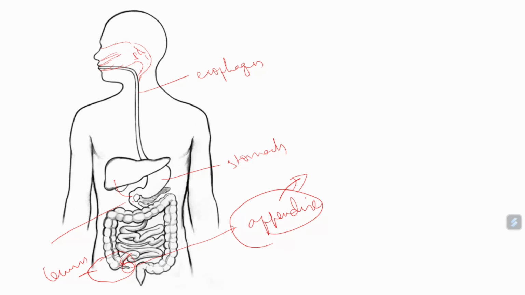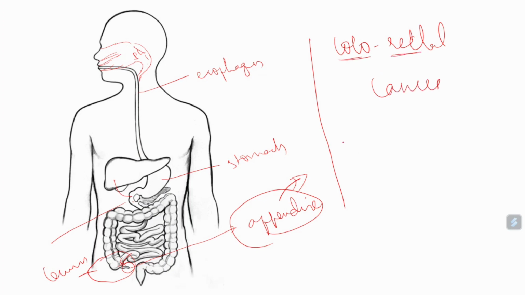So see, what I want to tell you is, we have colorectal cancer. What is colorectal? What is colon and what is rectum? The combination of colon and rectum. If cancer occurs in both of these areas, that type of cancer is called colorectal cancer.